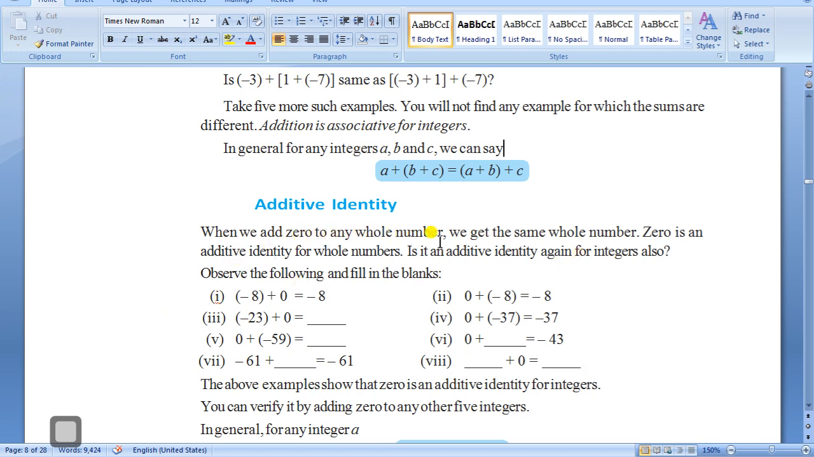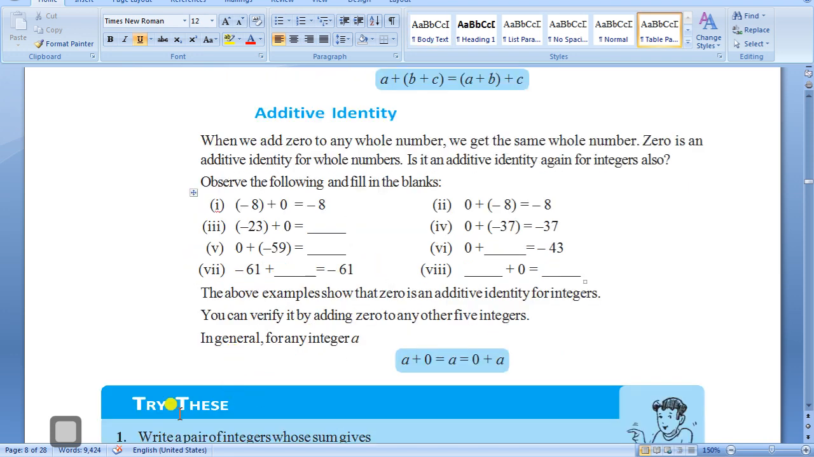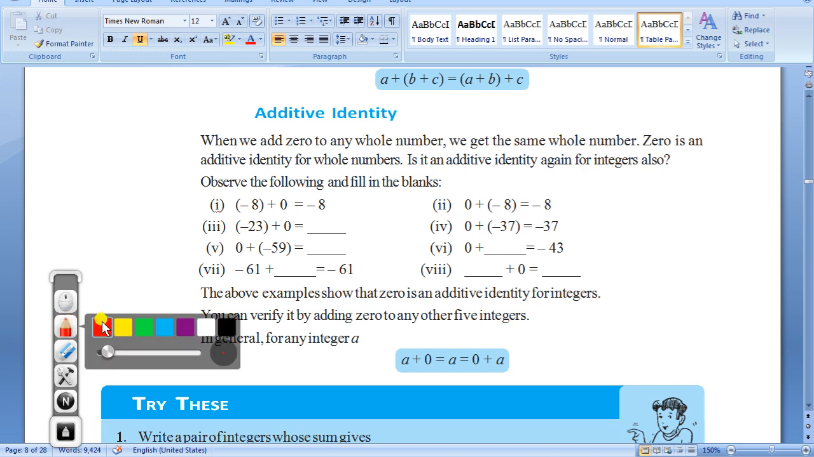Now, we will find the additive identity. When you add 0 to any whole number, we get the same whole number. 0 is an additive identity for whole numbers. Is it an additive identity for integers also? Observe the following and fill in the blanks.